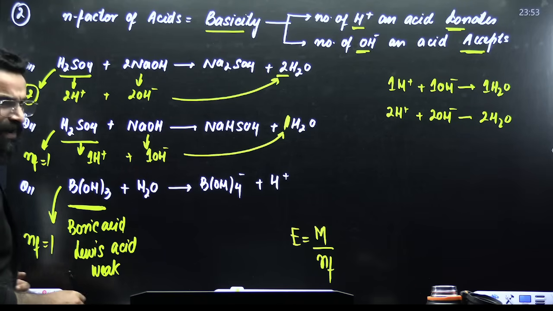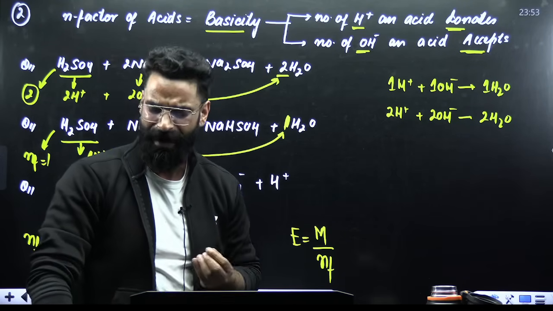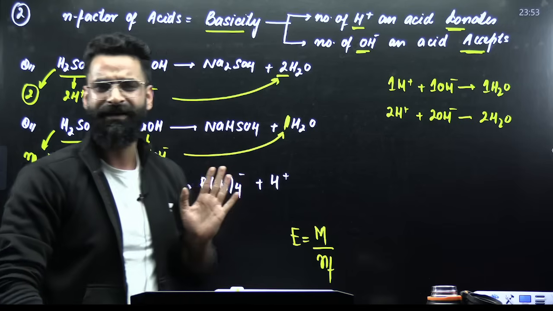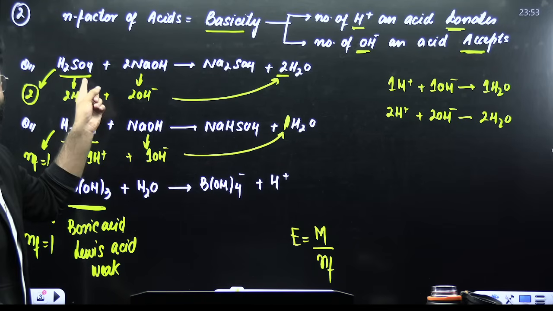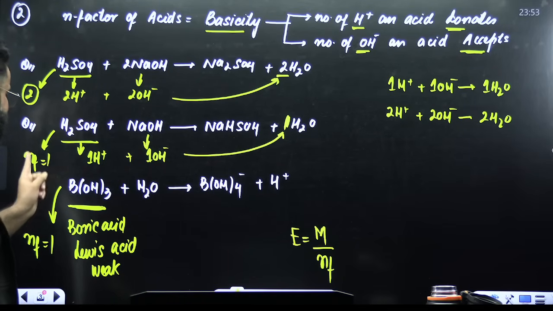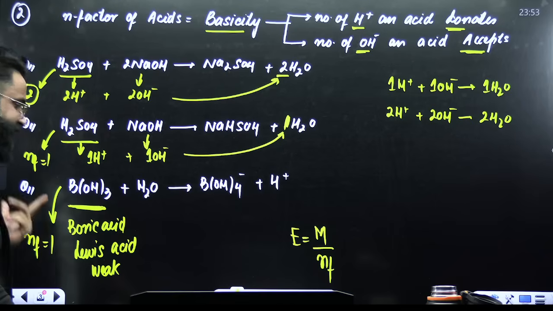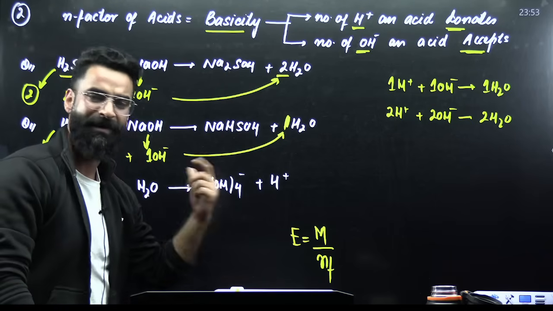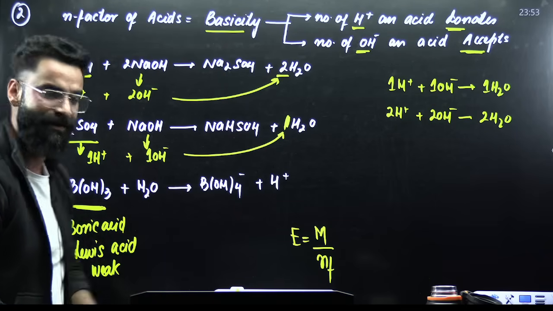And if you have their N factors, you can easily calculate their equivalent masses. How? Their molar mass divided by their N factor. H2SO4's molar mass is 98 grams divided by its N factor. 98 divided by N factor. Similarly, molar mass divided by N factor, you can calculate the equivalent mass of the substance, the equivalent mass of the acid particularly.